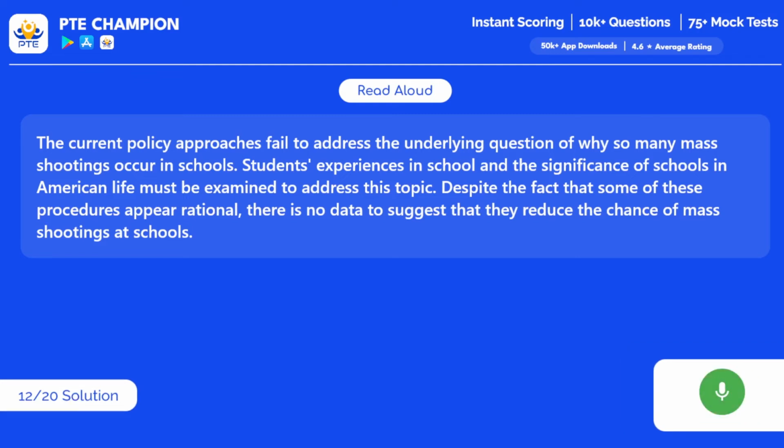The current policy approaches fail to address the underlying question of why so many mass shootings occur in schools. Students' experiences in school and the significance of schools in American life must be examined to address this topic. Despite the fact that some of these procedures appear rational, there is no data to suggest that they reduce the chance of mass shootings at schools.